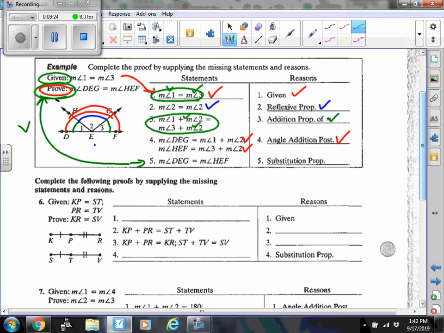Now I can take this statement right here, number 3. I can take this out because 1 added to 2 is DEG. So I replace it. Now I'm going to take 3 and 2. I know I'm going to take that out and replace it with HEF. So 3 is now substituted, and I got that.